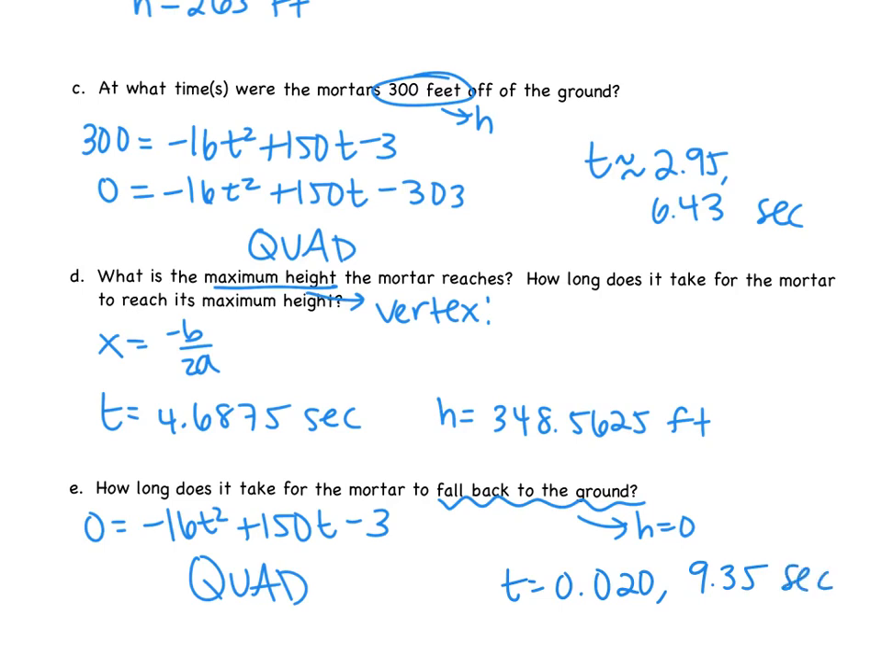Now, why did we get 2 answers? Well, if we're shooting the mortar from below ground, it's going to hit ground level twice. It'll hit ground level on the way up, ground level on the way down. So this one we don't really care about. This is the answer we care about when the object falls back to the ground the second time.